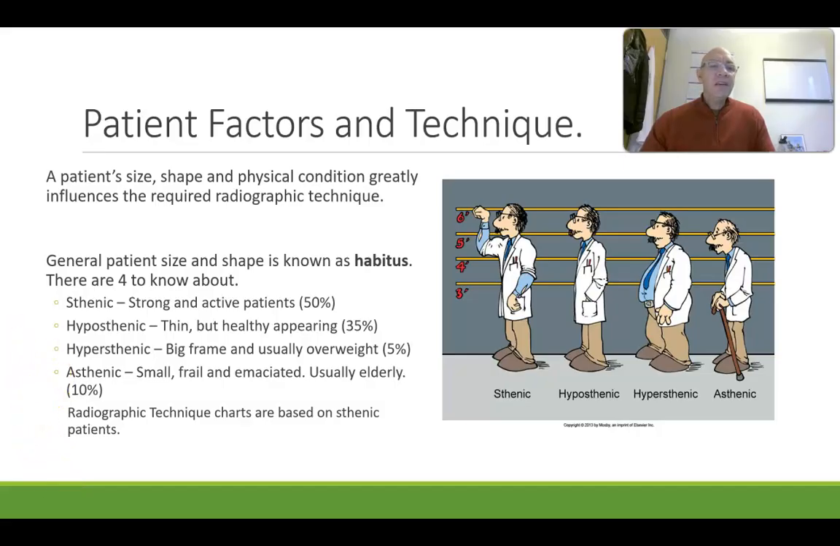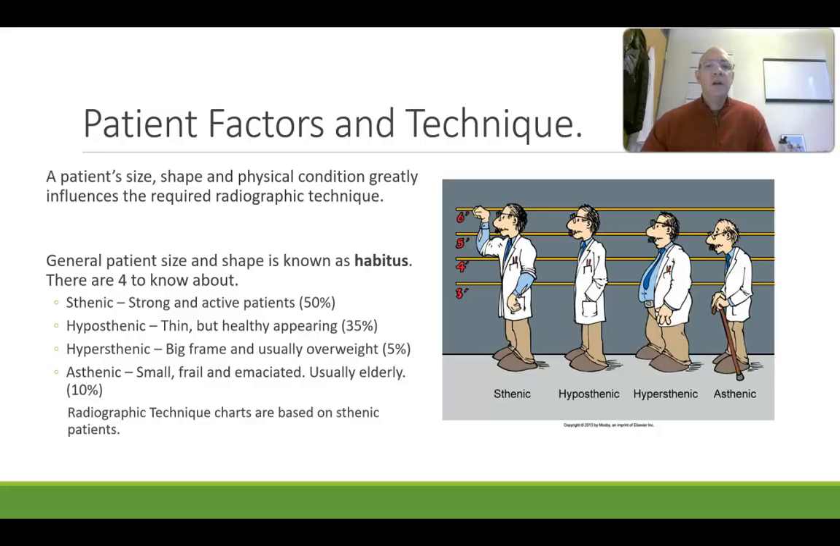And then there's asthenic. So asthenic people are very small, very frail, usually associated with an elderly person who's just losing that muscle tone that they've had in the past, and so they seem very, very thin and frail. Those people make up about 10% of the population. With an asthenic person, I would certainly recommend going down in technique or minimizing the AEC exposure. So just remember, asthenic people, those small, frail, emaciated people, usually elderly, 10% of the population.